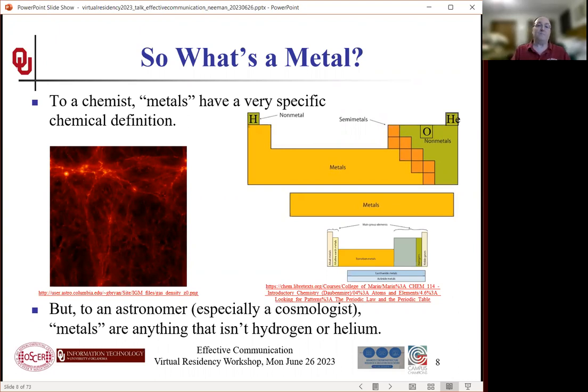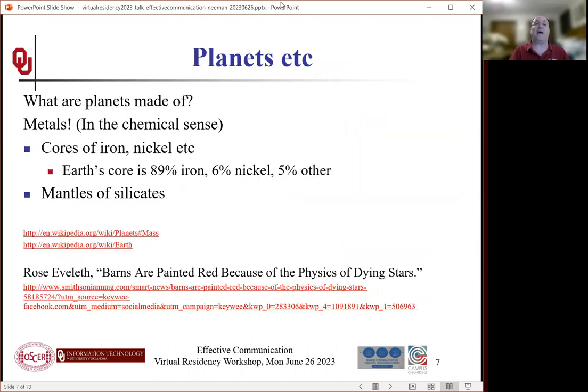But to an astronomer, especially to a cosmologist, the word metals means anything that isn't hydrogen or helium. The reason it means that is because to an astronomer, what matters are things like stars and galaxies and clusters and superclusters and so on. And planets matter too.